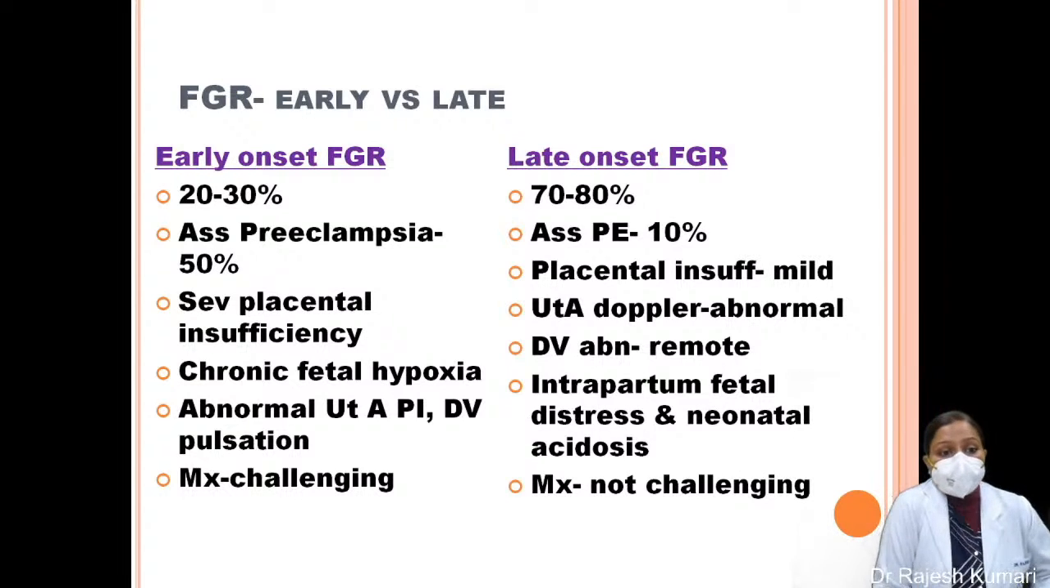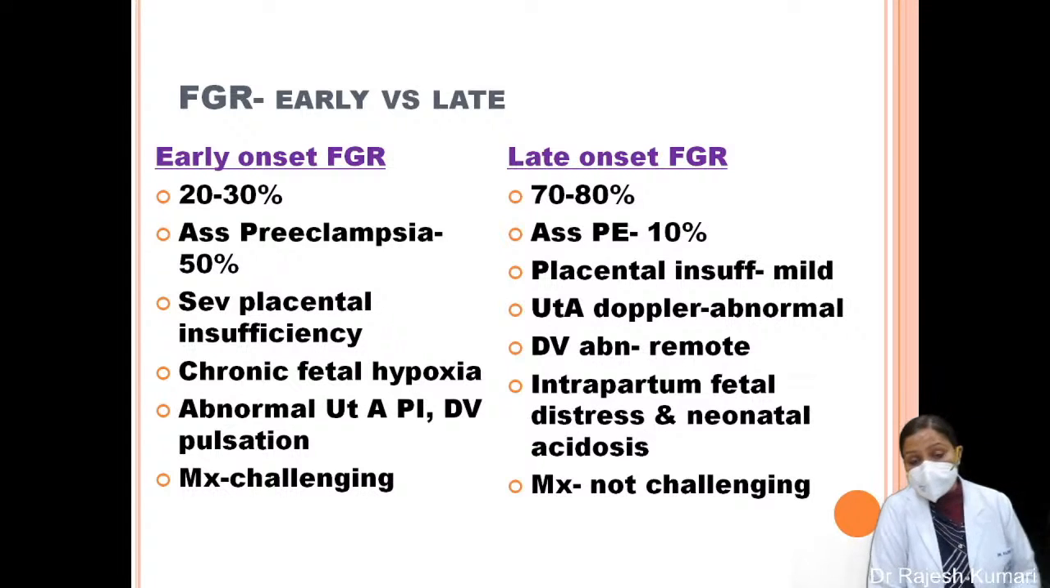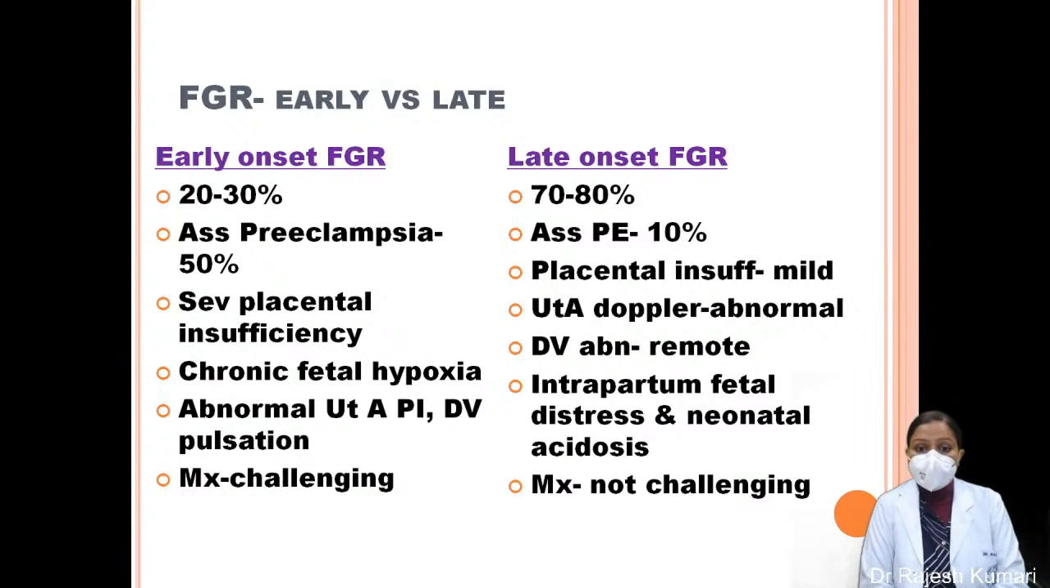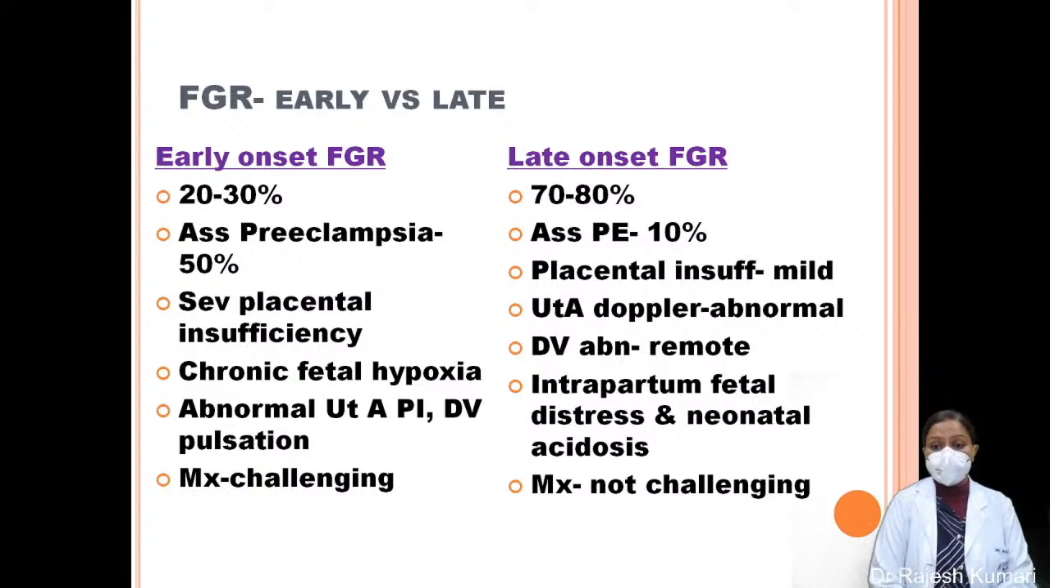So FGR, early versus late. Early onset FGR is 20 to 30% and most often is associated with preeclampsia in 50% of cases. There is severe placental insufficiency, chronic fetal hypoxia, abnormal uterine artery PI, and ductus venosus pulsation, and management is challenging. Late onset FGR is 72% of cases. Preeclampsia association is 10%, placental insufficiency is mild, and uterine artery Doppler might be abnormal, DV abnormal remote. Intrapartum fetal distress and neonatal acidosis have high chances, and management is not challenging.